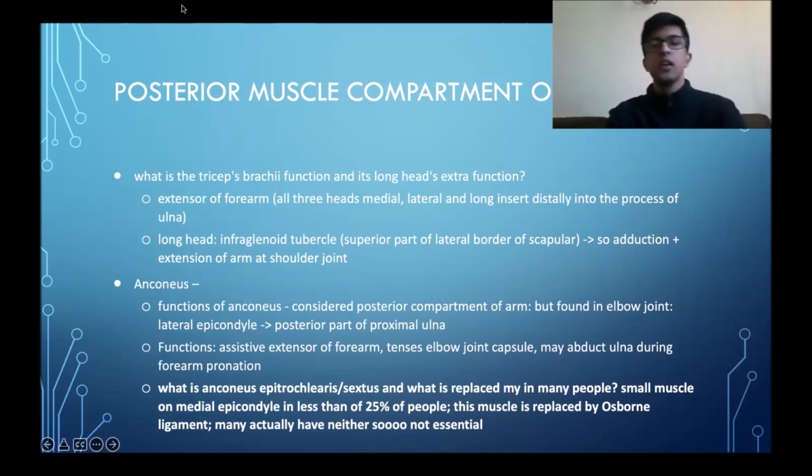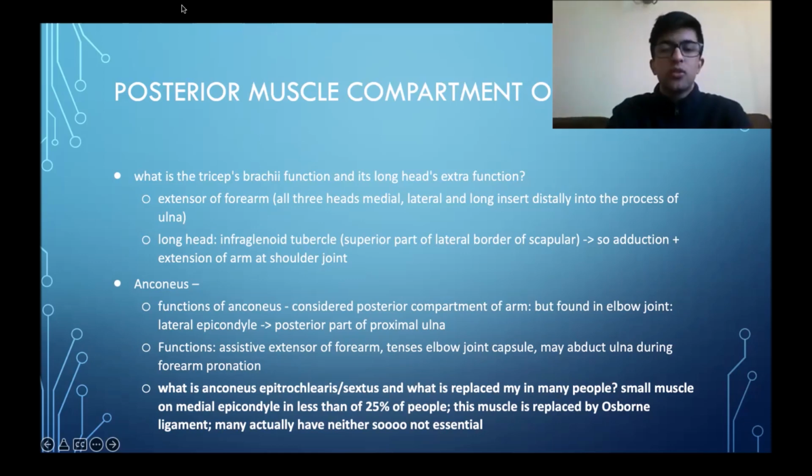Then you have a small, cute little baby muscle, the anconeus. I love this guy. He's a little baby. He's underestimated. He's considered part of the posterior compartment of the arm, but it's actually found in the elbow joint. Lateral epicondyle and posterior part of the proximal ulna, it's like that little thing just covering the elbow joint a bit. It's an assistive extensor, so it helps the triceps extend, and it tenses the elbow joint capsule because it's part of the elbow.